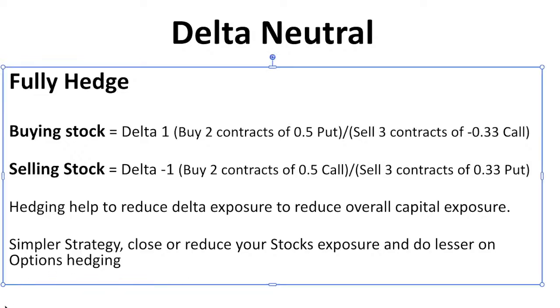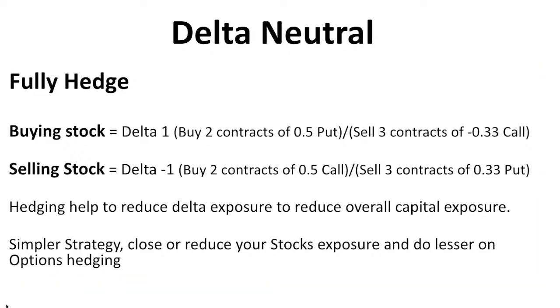So delta neutral. So what is delta neutral? When you buy a stock, it's one delta, right? So how can I make it flat? That means I do not have exposure to the market. So delta neutral is to neutralize to be as good as zero. So when you buy a stock, you have one delta. So to remove this, you'll be buying two contracts of puts, right?